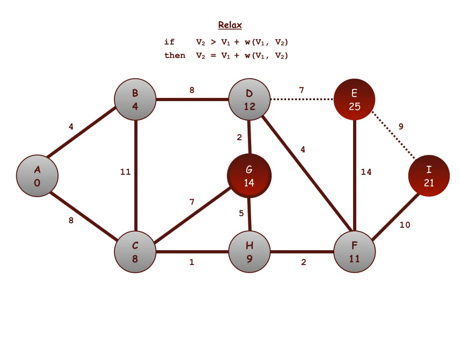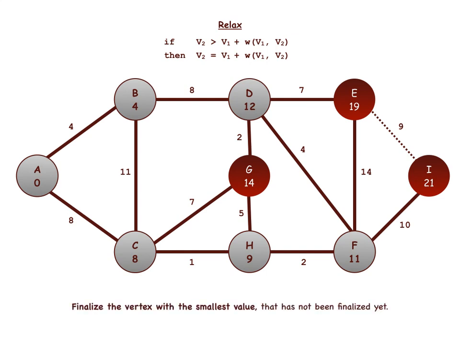First, the edge connecting D and G. Here we're comparing 14 to 12 plus 2. These values are the same. 14 is not larger, thus there's no reason to do anything. G remains the same. Next, we have the edge connecting D and E. We're comparing 25 to 12 plus 7. 25 is larger than 12 plus 7, so E's value changes. It changes to 19. All of D's edges are relaxed.